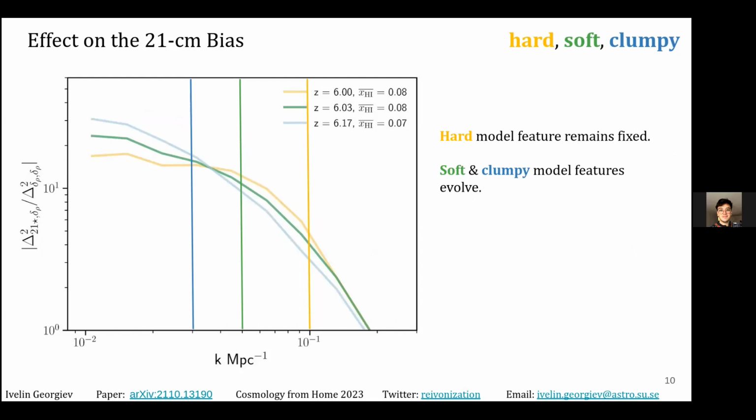When the universe is now only 8% neutral, the feature for the hard model remains fixed because the bubbles cannot grow any more than 20 comoving megaparsec. The soft model is growing but much slower, and the clumpy model remains pushed. What's interesting about this bias, since this is a cosmology conference, is that the hard barrier tells us that anything above this scale is a relatively biased tracer of the density field, while past this scale it's more related to the astrophysics. But of course, this has been applied for simulation purposes as well.